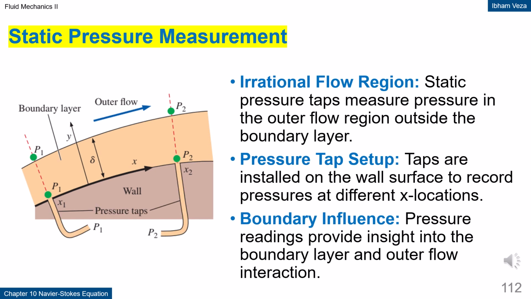Static pressure measurement. Static pressure is measured using pressure taps installed on the wall surface. These taps usually measure the outer flow pressure rather than the pressure inside the boundary layer itself. This data is used as input for boundary layer analysis. In this way, the relationship between the outer flow and near-wall flow can be studied. This measurement is very important in aerodynamic experiments.